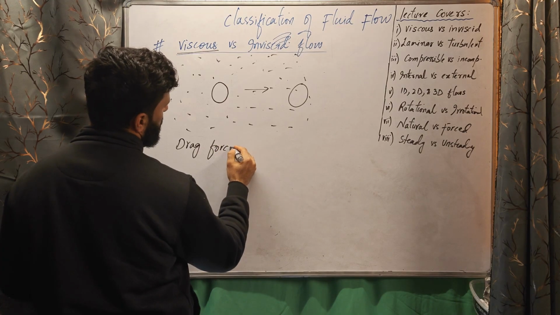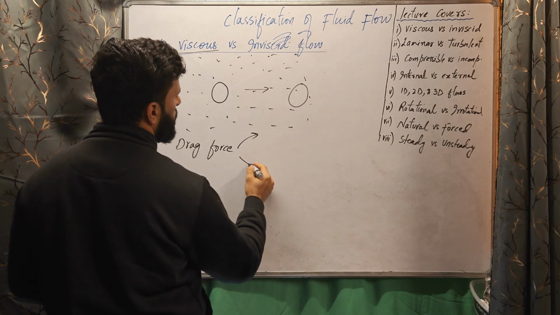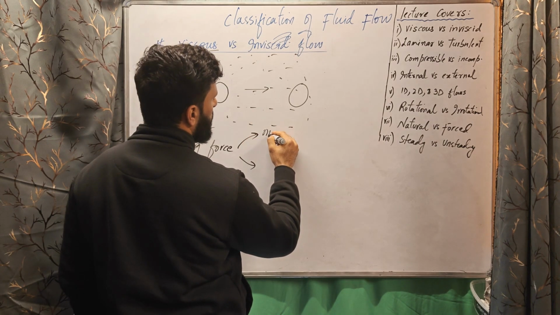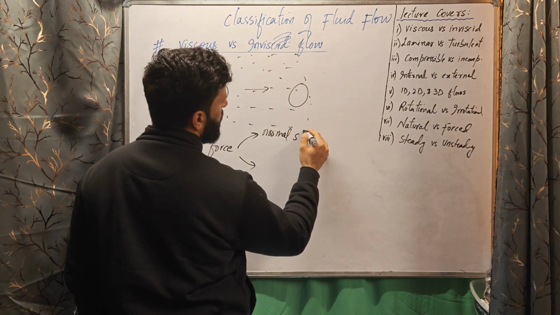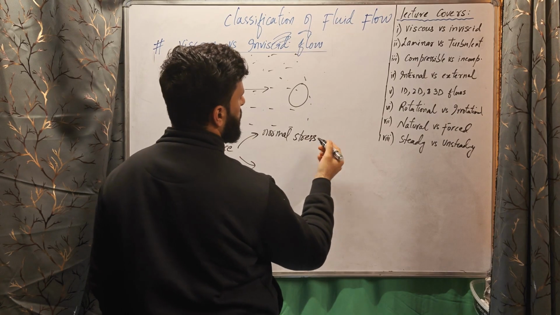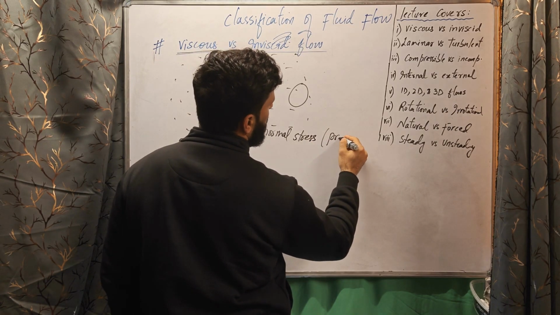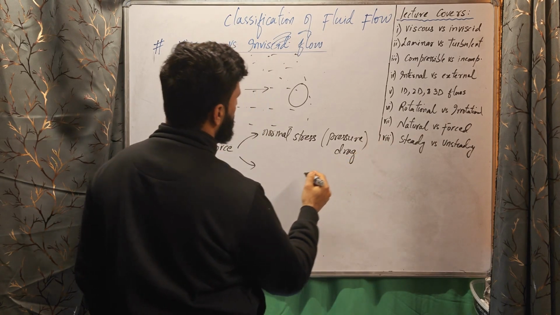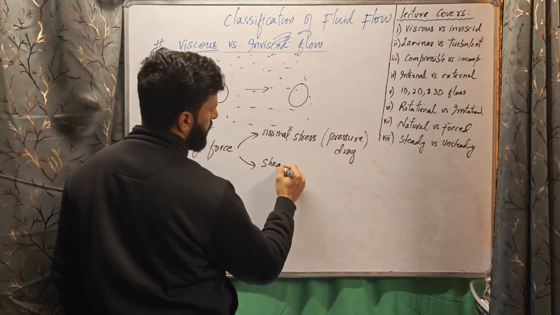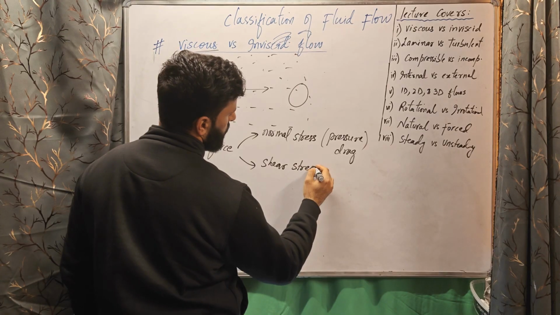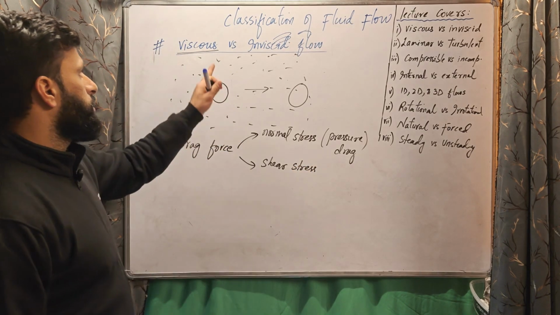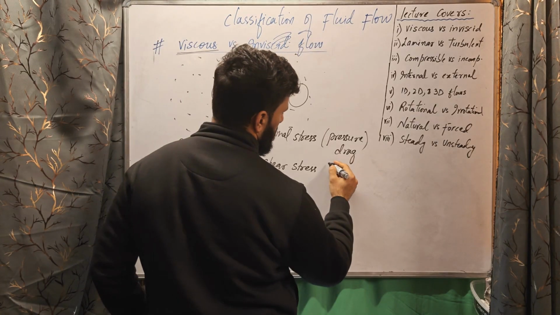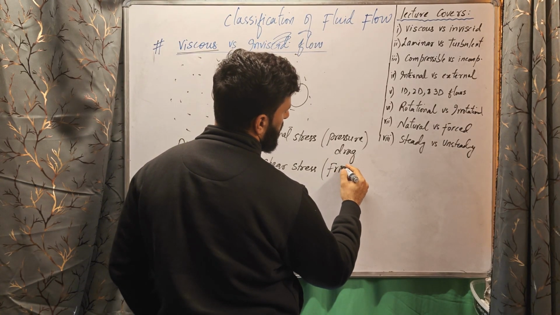But drag force itself is made of two types of drag forces. One is due to normal stress acting, which is the pressure. In case of fluids, we call this pressure drag. And another is the shear stress acting at the interaction between the fluid and the body surface. We call this friction drag or skin friction drag.